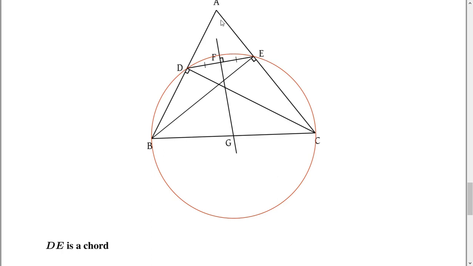We know that the perpendicular bisector of a chord passes through the center of the circle. Right? That's a straightforward proof. We are not going to do it now. And since FG is the perpendicular bisector of DE, it should pass through the center of the circle. Since BC is the diameter, G must be the center. Right? Because if this were to pass through the center of the circle, when you extend it, it becomes a diameter, and the point of intersection of two diameters is the center. And therefore, G bisects BC.